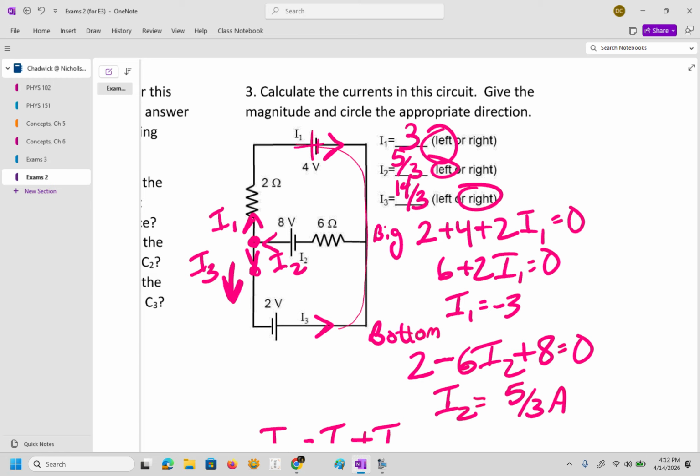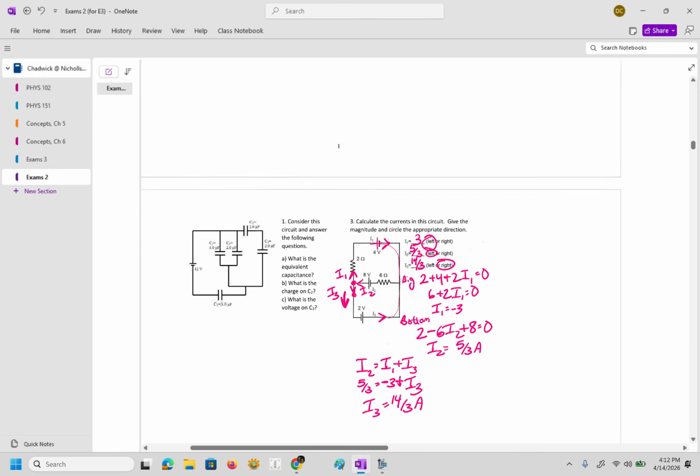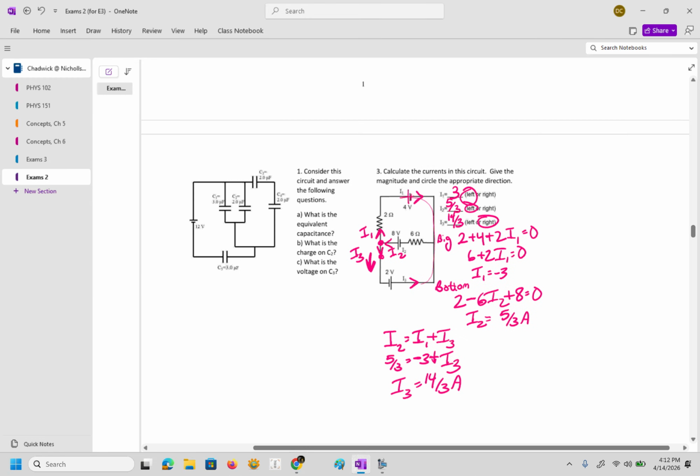All right, what else, y'all? Yeah. Okay. 14 on exam 3, 2022.